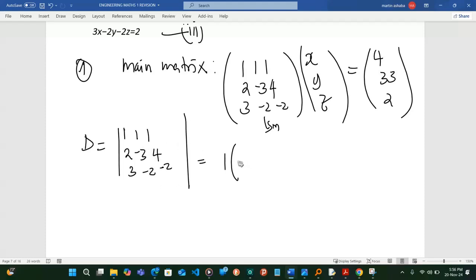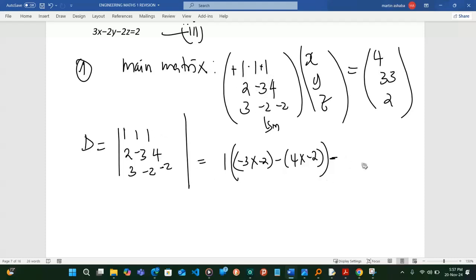So I will have -3 times -2. I subtract 4 times -2. I close brackets, then I take a minus. Remember, I have to put a plus here, a minus, and a plus.